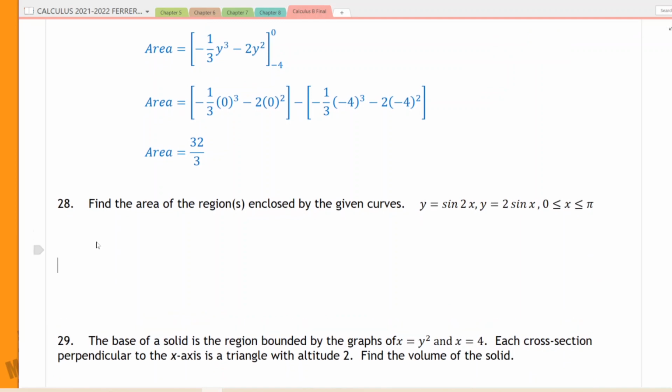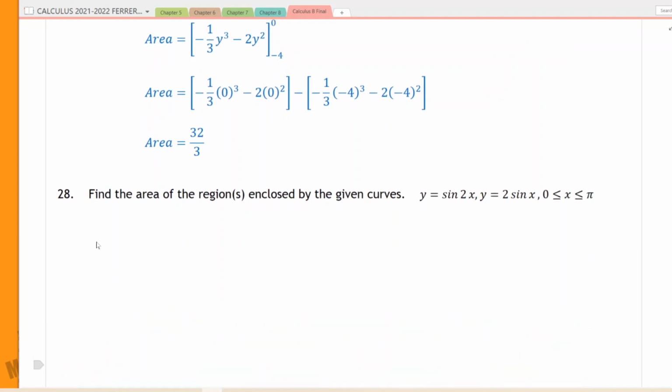We're supposed to find the area enclosed by the given curves. You've got y equals 2 sine x and y equals sine of 2x. Okay, so we've got some sine curves to graph. And thankfully, we also have that x has got to be between 0 and pi.